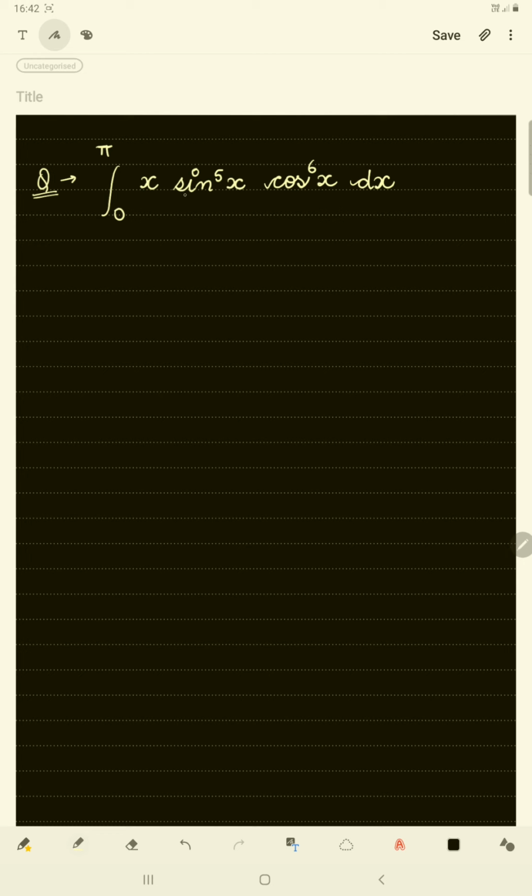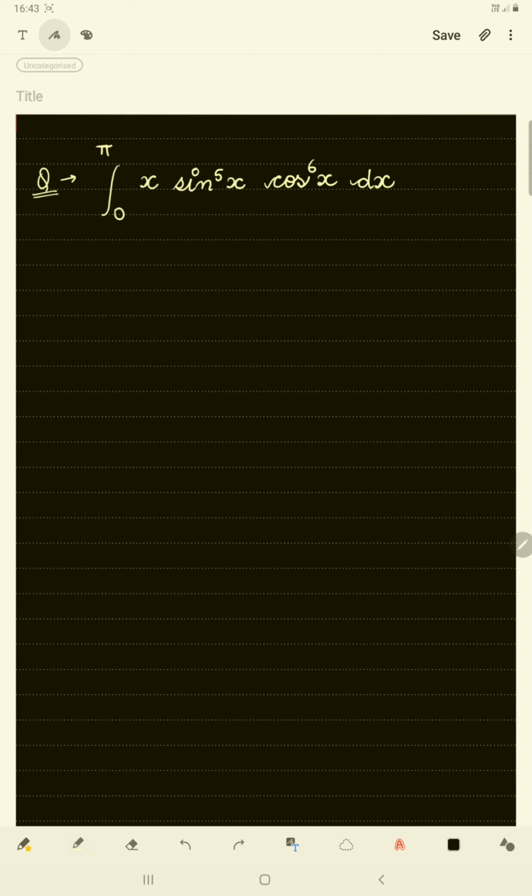Now at first sight you must be thinking that we can apply the gamma property over here because we have sine to the power m and cos to the power n. But the thing that is stopping us from applying that is the x in the multiplication. If we can get rid of this x by any method or property, we can simply apply the gamma function to solve this integration in seconds.